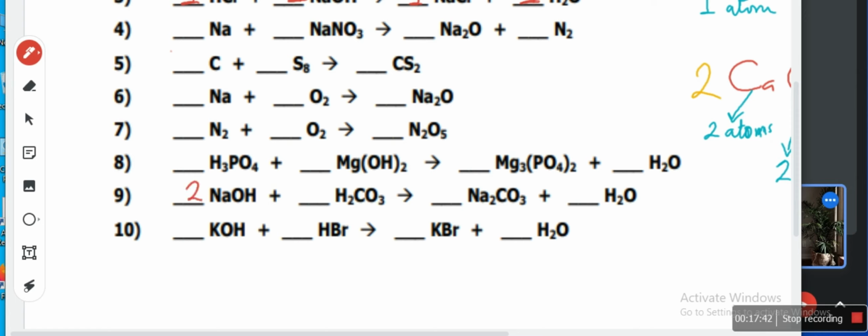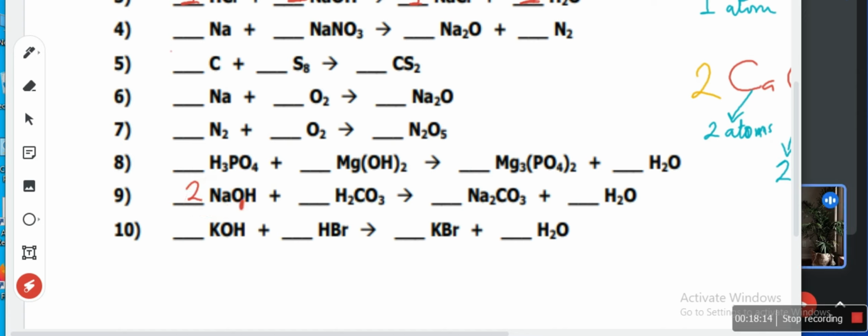You can always use a pencil in case you will need to change it. It's better to use something you can erase later, because sometimes you will discover that you need a different number. So if we have 2 here, altogether how many atoms of sodium do we now have on the reactant side? 2.